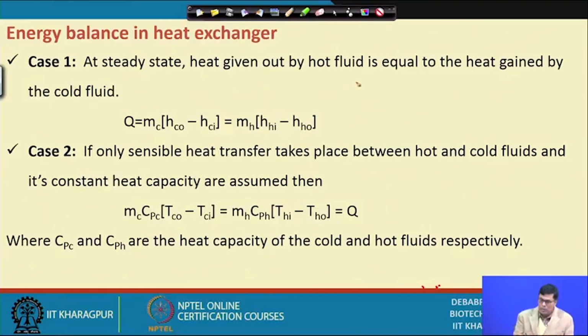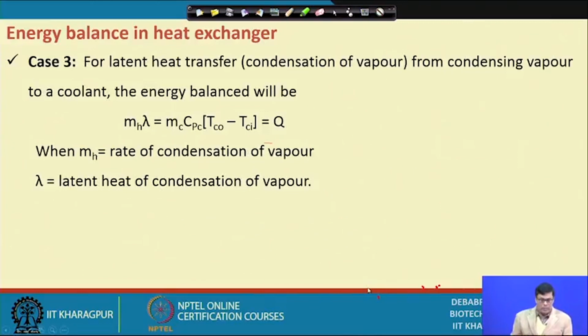Now, in this case 1, at steady state, the heat given out by the hot fluid is equal to the heat gained by the cold liquid. It can be expressed like this: m_c Cp (C_o minus C_i), and similarly for the hot fluid. Case 3 is the latent heat for the condenser surface and the coolant. It can be expressed as m_H lambda equals m Cp (C_o minus C_i) equals Q. m_H is the rate of condensation of vapor, and lambda is the latent heat of condensation of vapor.